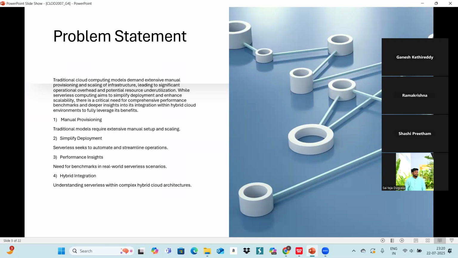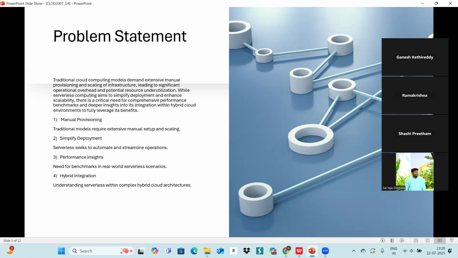Although serverless computing sounds ideal, real-world applications have specific challenges that need deeper understanding. The first challenge is manual provisioning in traditional and cloud models. Even with automation scripts, setting up and scaling servers manually is inefficient and error-prone. Secondly, while serverless simplifies deployment, it brings new concerns like performance unpredictability, especially in cold start scenarios where the function takes time to spin up.